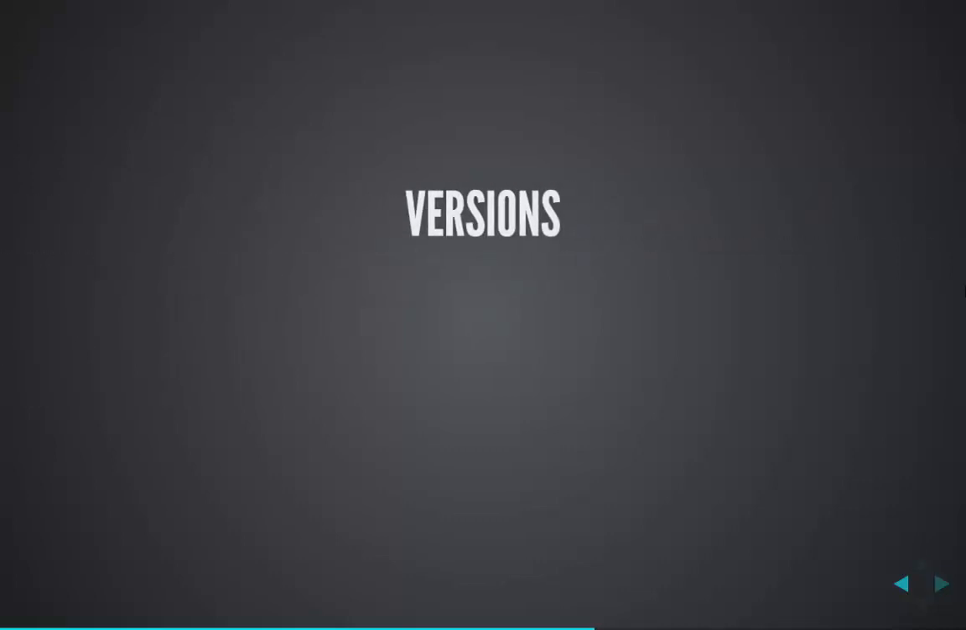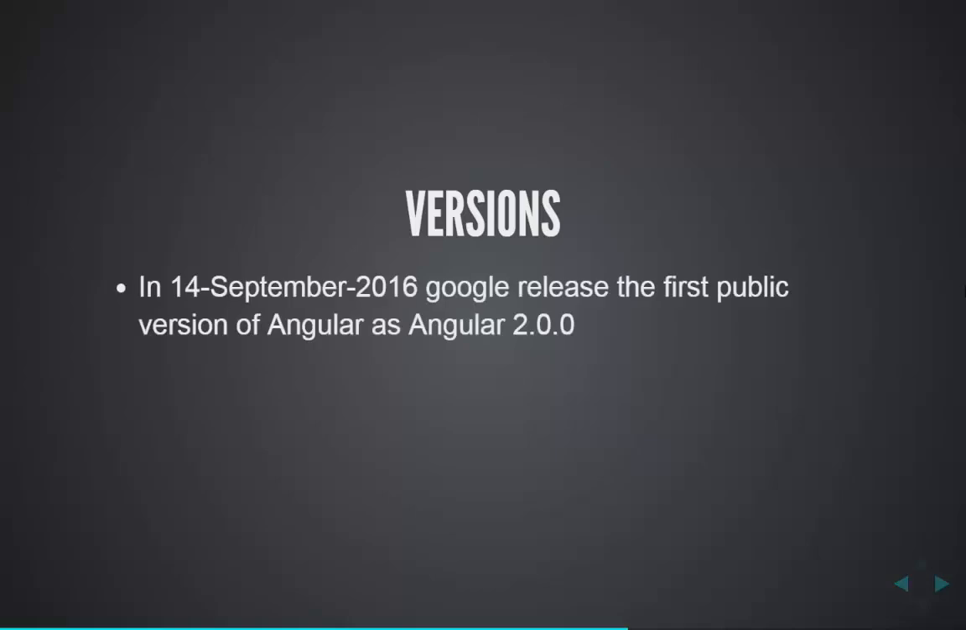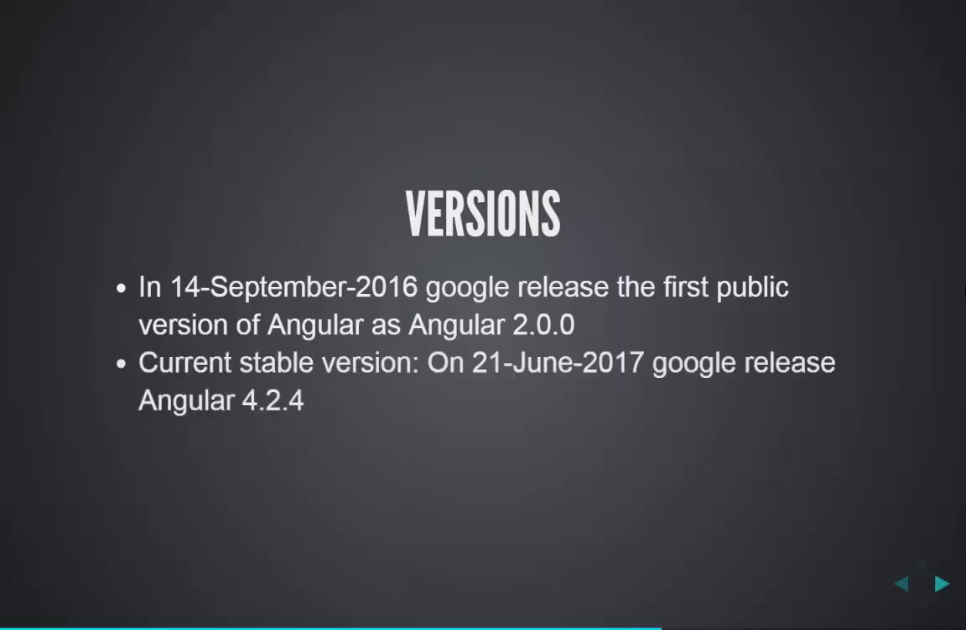Versions. If we talk about the versions of Angular, the first version of Angular, named Angular version 2.0.0, was released on 14th September 2016. The current stable version of Angular released by Google is Angular 4.2.4, and it was released on 21st June 2017.